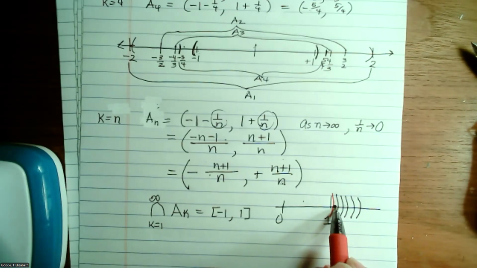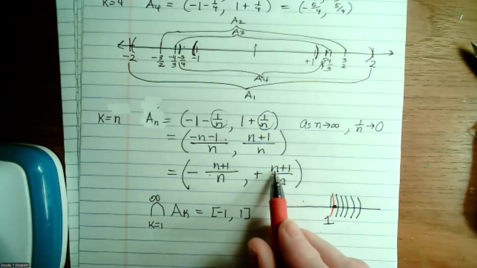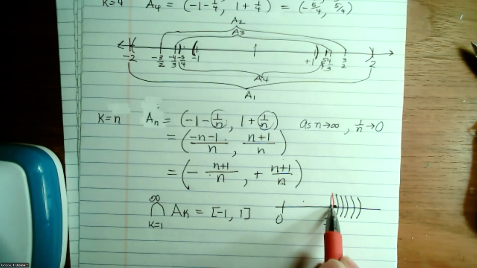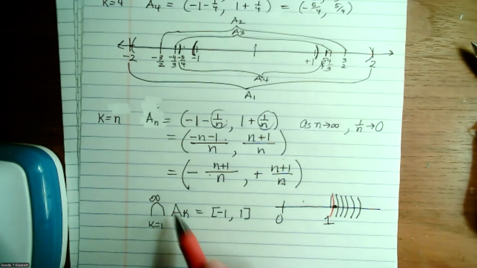The minute you pick a point, then somebody will find an n that's big enough that the right soft bracket will tuck in to the left and leave that point out, and it won't be in the intersection of all of them, so it won't be in that big intersection. And of course, the same thing happens on the other side too.